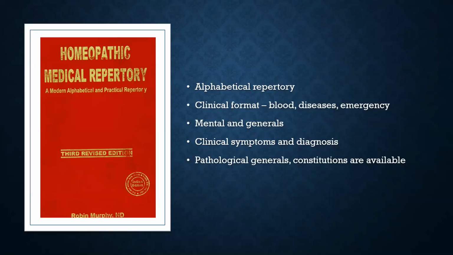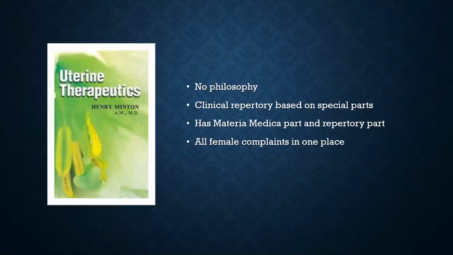Like every repertory, if it is combined together, we get Murphy's repertory. Next one, uterine therapeutic repertory. The one repertory which is very useful in case of female complaints, or we can say it is a one spot, treatment, or one spot place where you can go and find every female complaint. Always remember it doesn't have any philosophy.